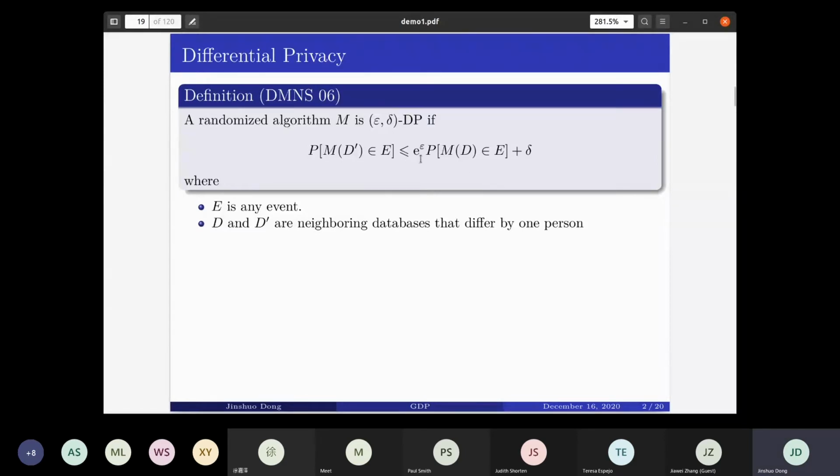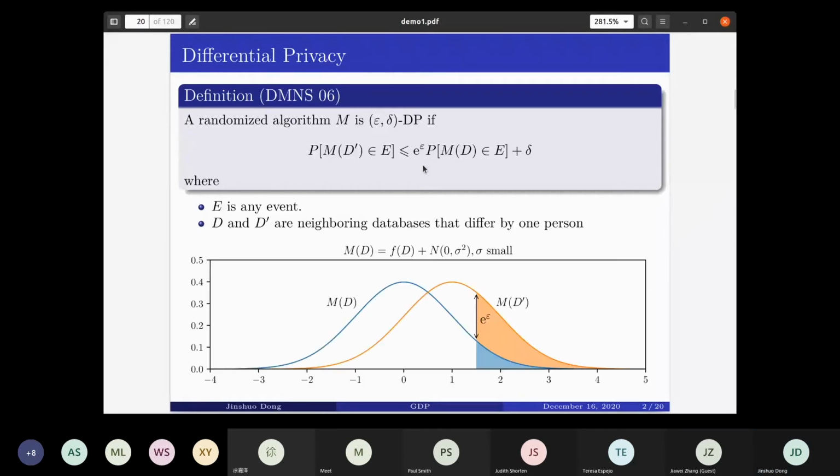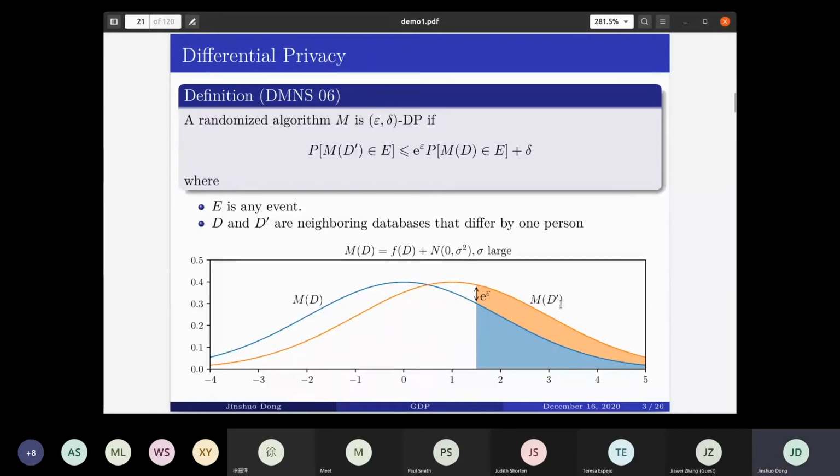So small parameter means strong privacy, large parameter means little privacy. If you look at a one-dimensional example, adding Gaussian noise, then we see that when the noise is small, the distinction of the two distributions is significant. But if you add larger noise, then they are more similar. So larger noise means more privacy, which means smaller parameters epsilon and delta.